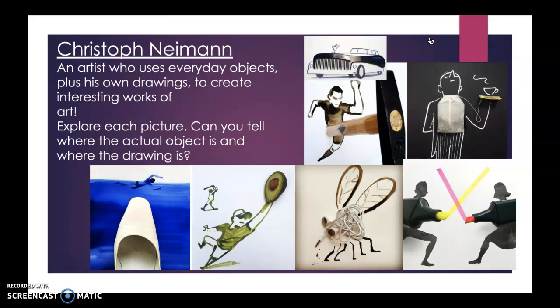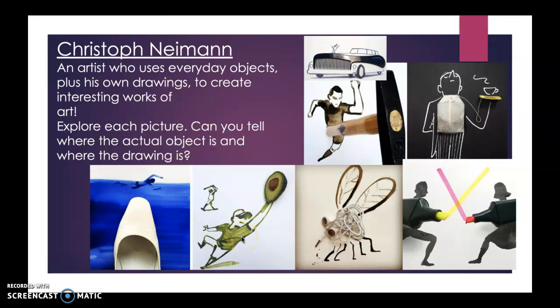Let's look at some together. Let's look at this first one here. Can you tell where the drawing is and where the object is? If you guessed the shoe, you're right. That's the everyday object, and the rest is a drawing that he created. Let's go to this one.